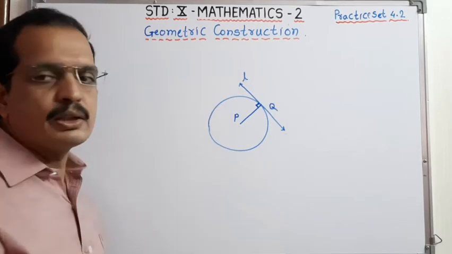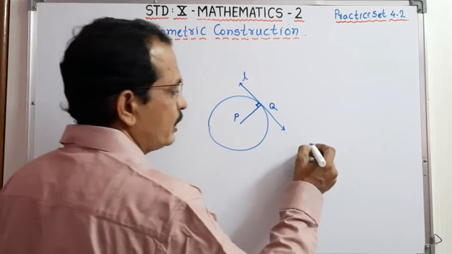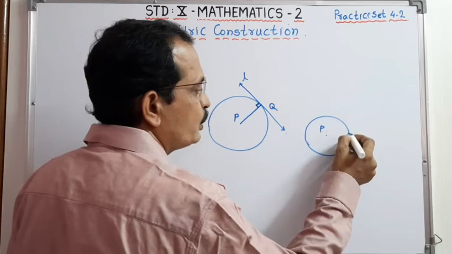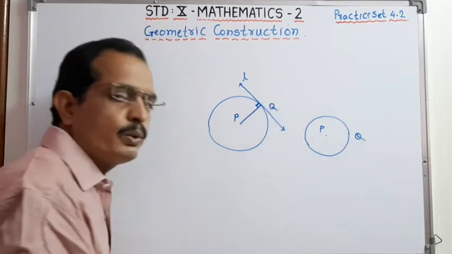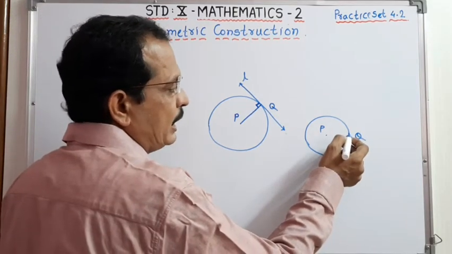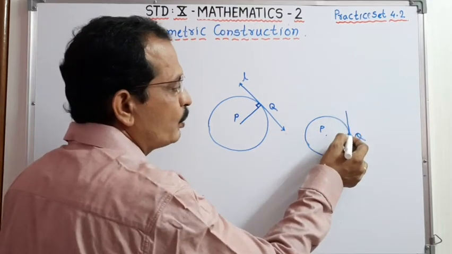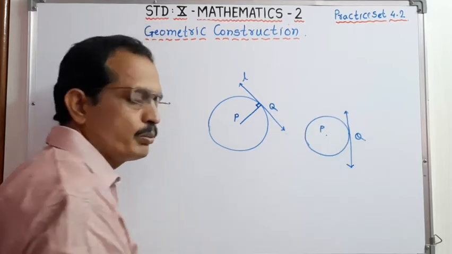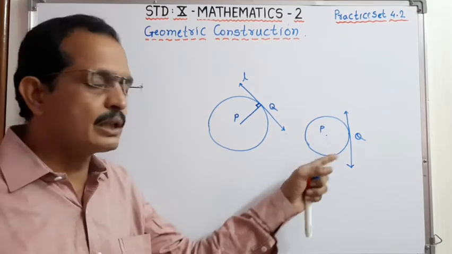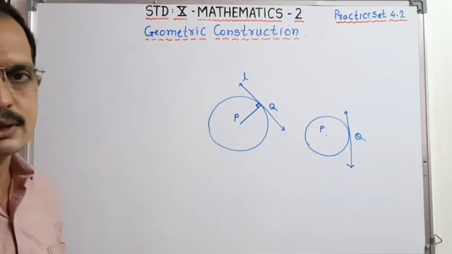Now, while constructing the tangent, there are two types. First, when the point is on a circle, suppose P is the center and point Q is on the circle, then we have to construct a tangent. Dear students, when the point is on a circle, passing through that point Q we can draw one and only one tangent to the circle. Remember this property.